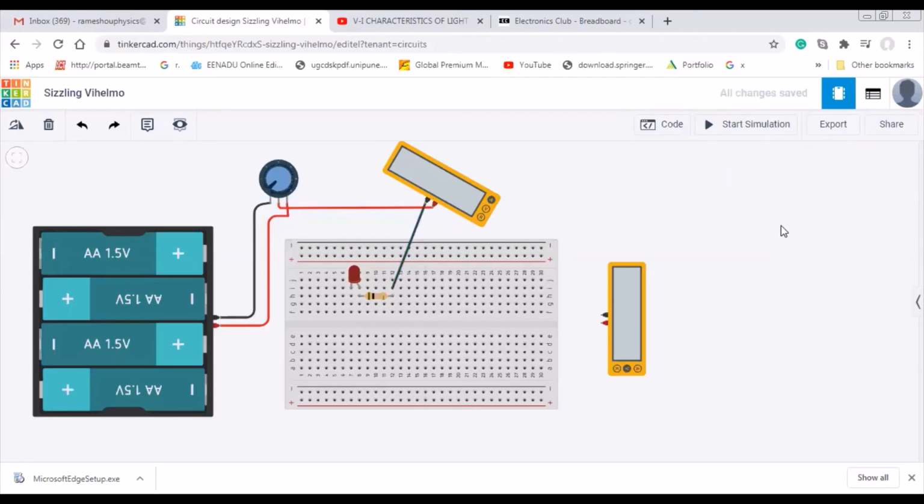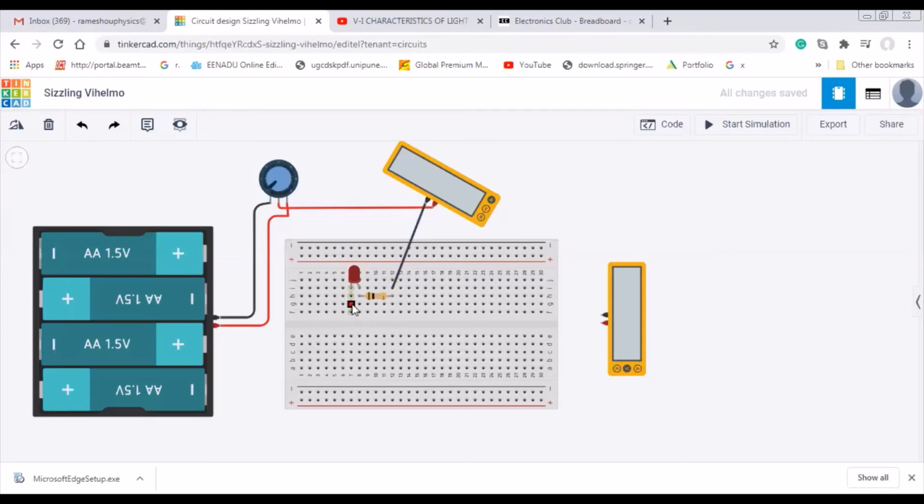And how can we connect the voltmeter, like a multimeter, which is used for the measurement of the voltage? Generally, the voltmeter is connected in any kind of circuit in parallel to the circuit. So now I want to measure the voltage.